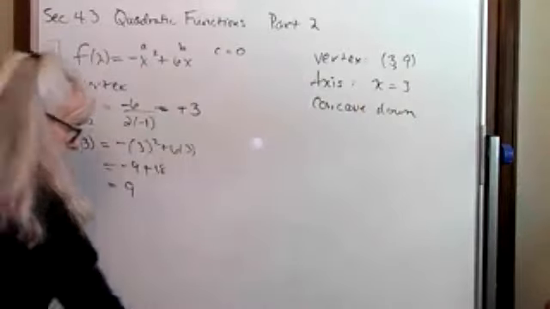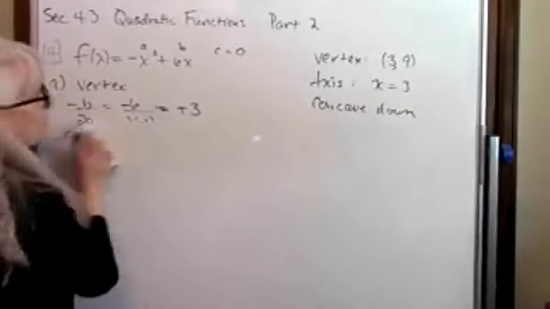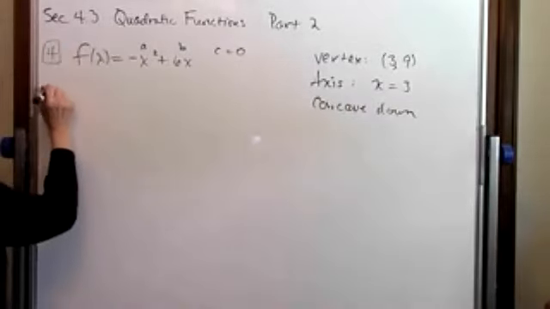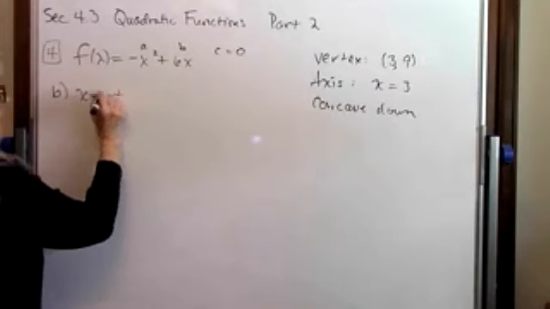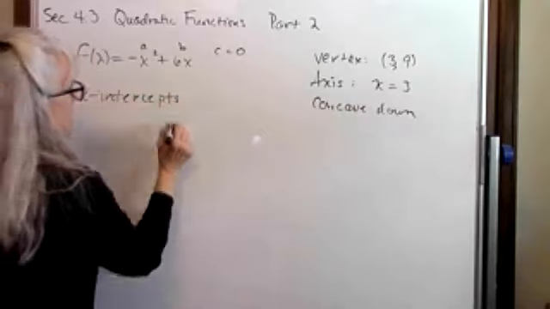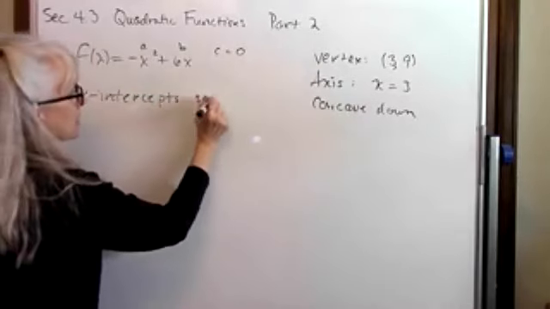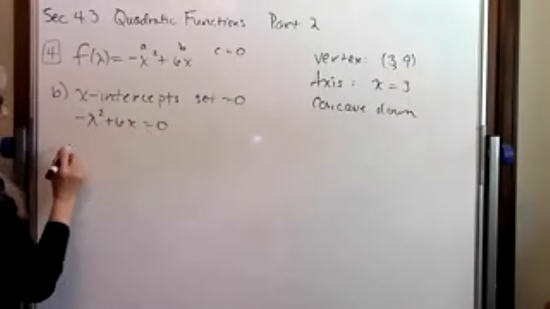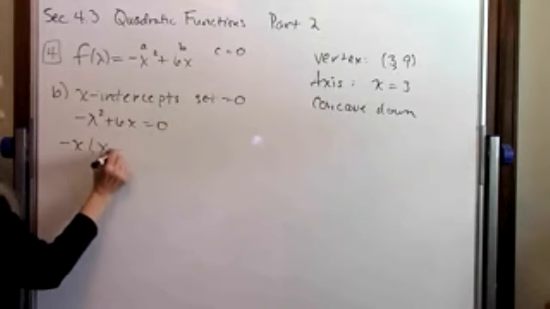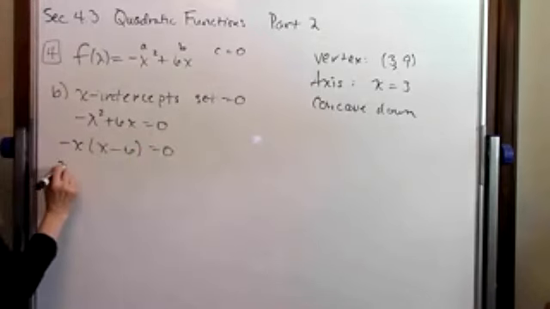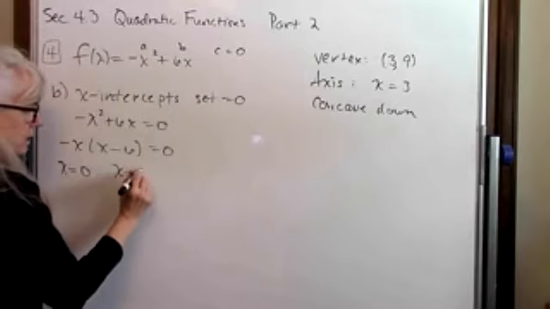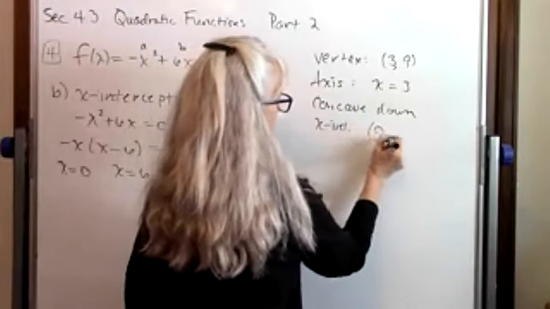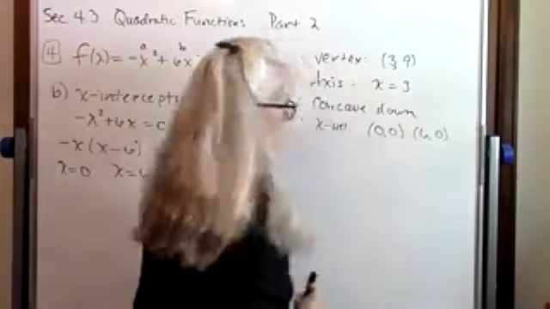Okay, the next thing they want us to do is find the x-intercepts. So part B, the x-intercepts. And we know we find the x-intercepts by setting the function equal to 0. That's a negative x squared plus 6x equals 0. I'm going to factor this. I'm going to pull out a negative x, which leaves me with x minus 6 equal to 0. So from the negative x out in front, we'll get a 0. From this one, we'll get an x equal to 6. So our x-intercepts are at 0, 0, and 6, 0.